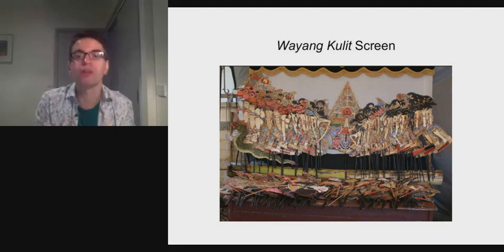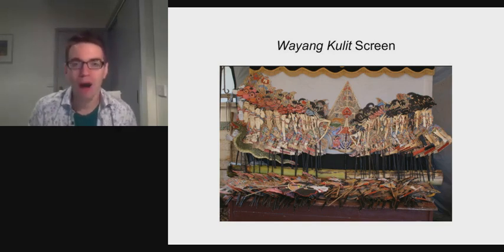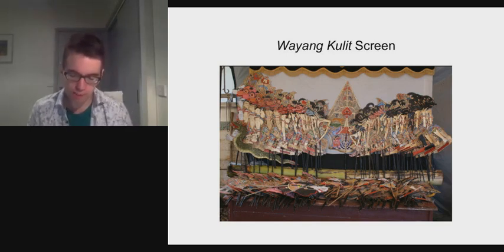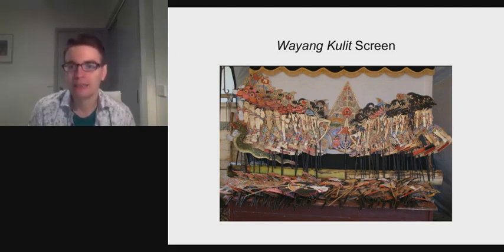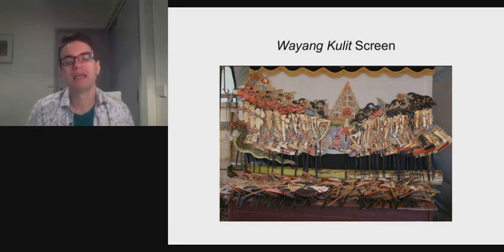There's an important shadow puppet in the middle of the screen, and this is the Kayon, K-A-Y-O-N, and it's also sometimes referred to as the Gunungan. And the Gunungan symbolizes the mountain, which is a very important symbol in the Javanese and Balinese performing arts. And it can symbolize two things. It can symbolize the mountain, and it can also symbolize the tree of life.